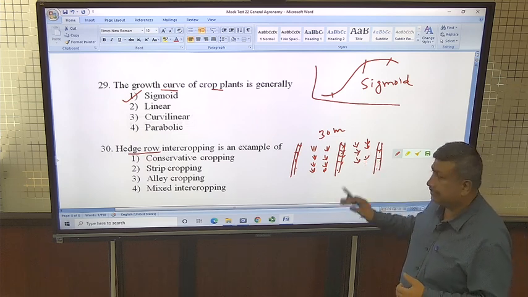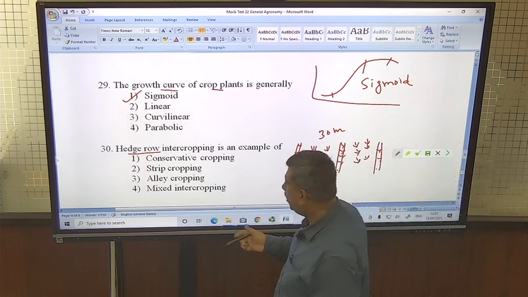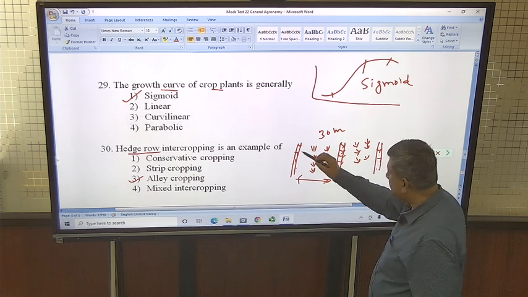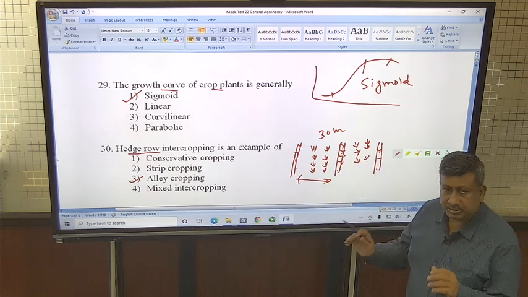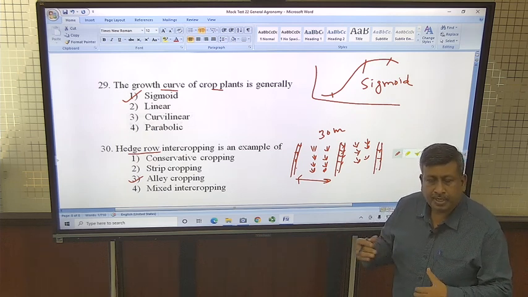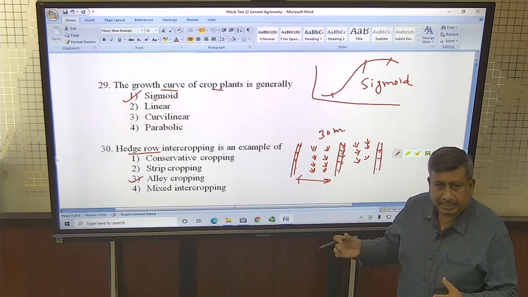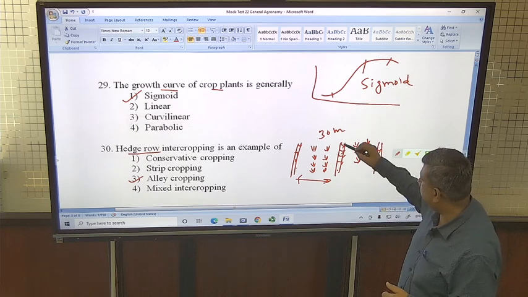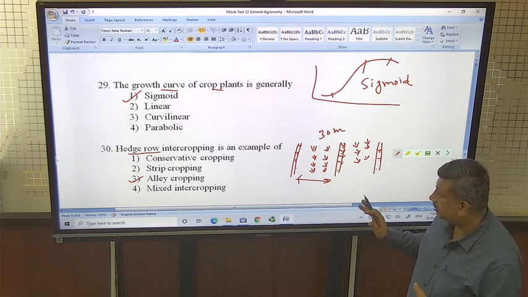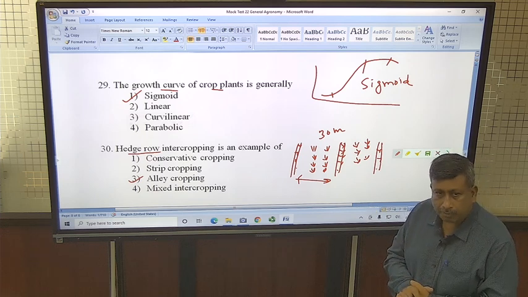So this is an example of alley cropping, because the alleys are formed by this hedgerow. In alley cropping, alleys are formed by planting trees at a regular interval. So here the hedgerows make alleys, and in the alleys crops are grown. So this is a very good example of alley cropping.